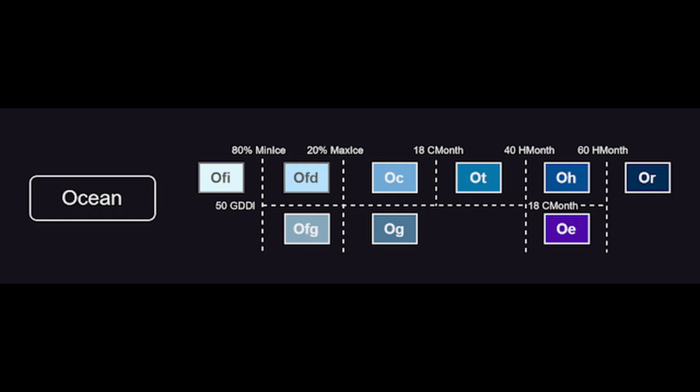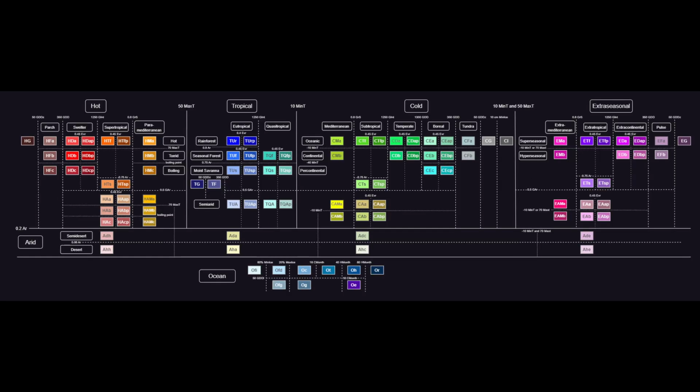Hot, OH, with temperatures above 40 degrees. Torrid, OR, with temperatures above 60 degrees. And OE, where it gets below 18 degrees and above 40, but not above 60. There are dark seasonal ice and dark zones too, OFG and OG respectively. That is the system done, and the video is over.